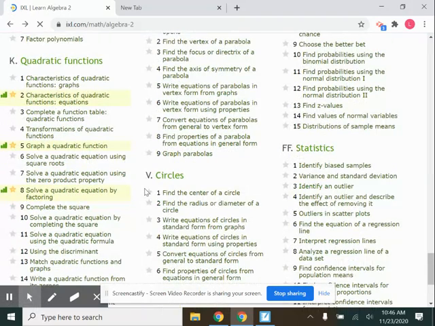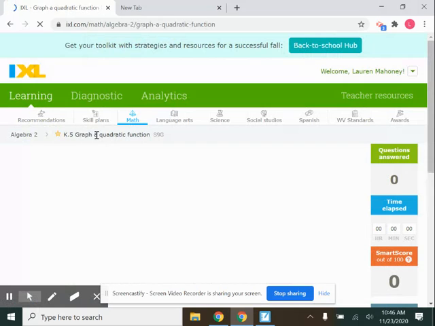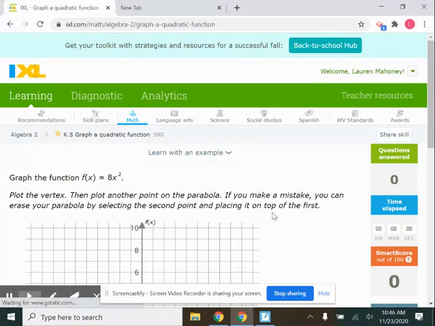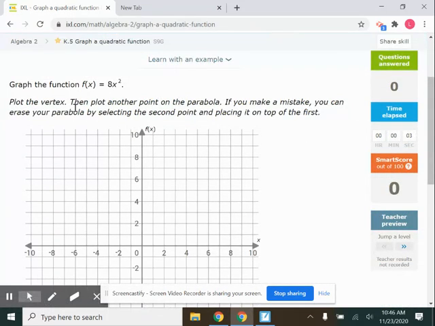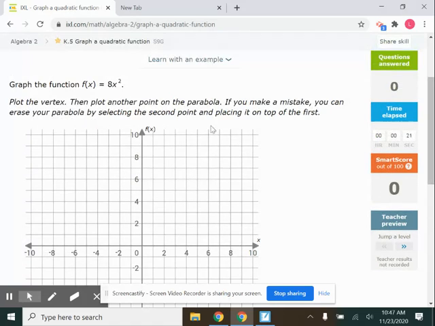Okay. Now, this one, you're actually going to be graphing your quadratic. Please make sure you read the directions for this one. It says plot the vertex and then plot another point on the parabola. Notice it says you can erase your parabola by selecting the second point and placing it on top of the first. So there is a possible way to erase this. When you click on the graph, you could also click off on those points.